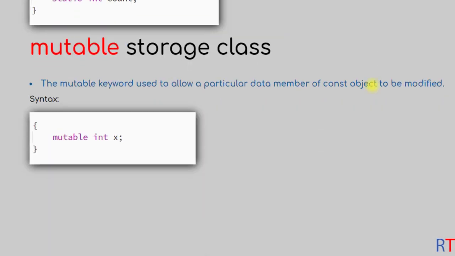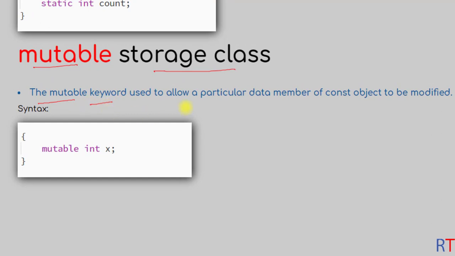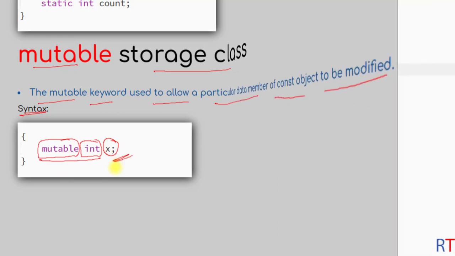And now we're going to talk about the mutable storage class. The mutable keyword is used to allow a particular data member of a constant object to be modified, and the syntax is, first we have the mutable keyword, then the data type of the variable, and then the name of the variable, and this way we can create one mutable storage class variable.